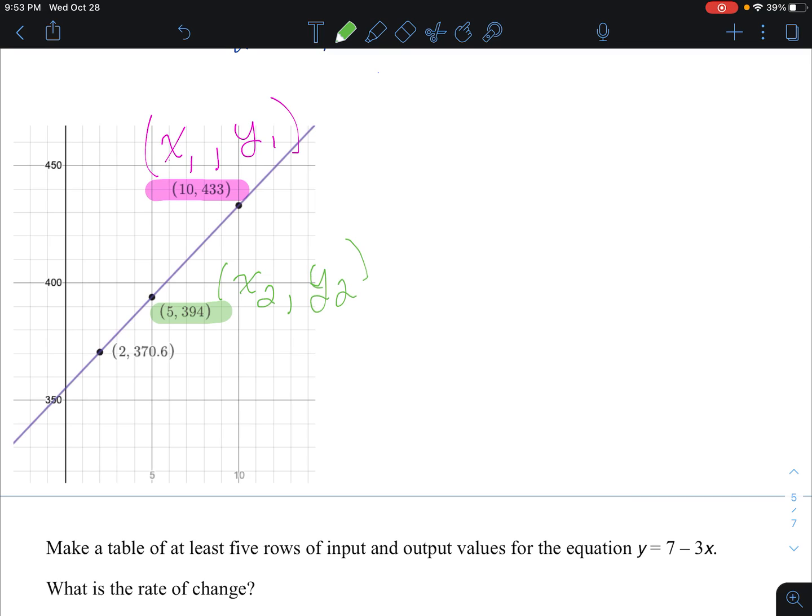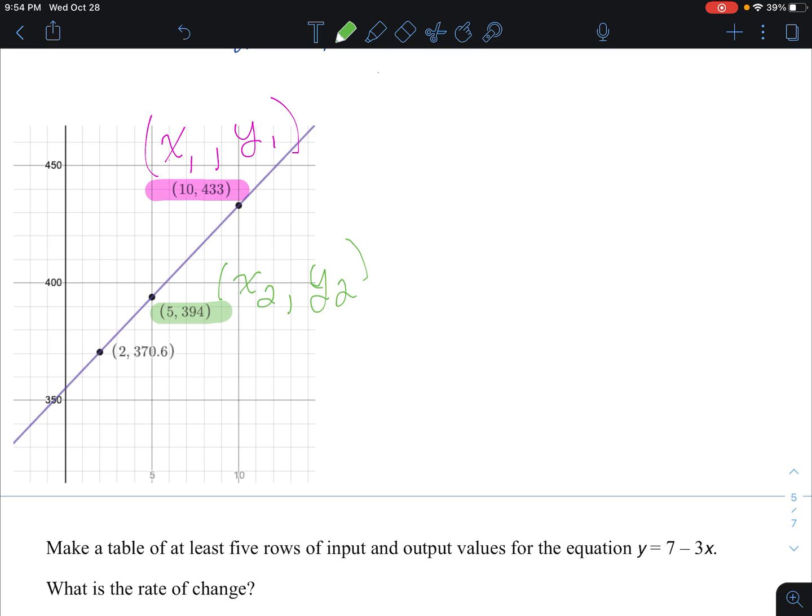And so when we have this X1, X sub 1, and Y sub 1, that just means the X and Y values from one point. And then when we have X sub 2 and Y sub 2, that means the X and Y values from a second point. It's just the way that we show it in math.